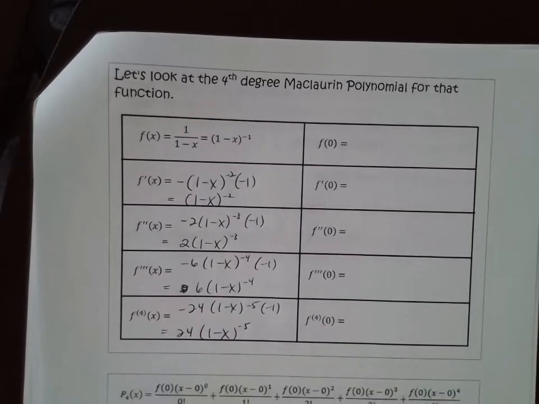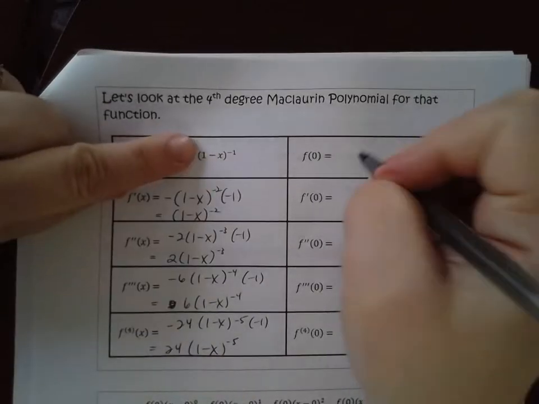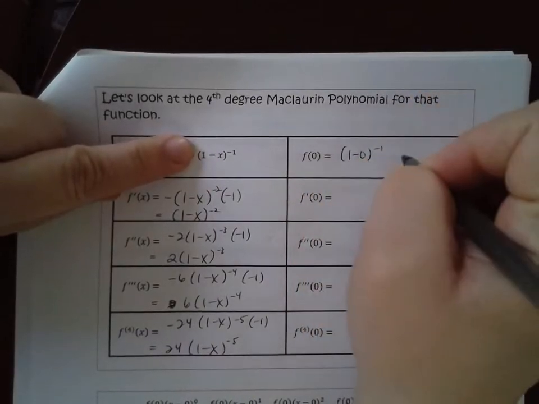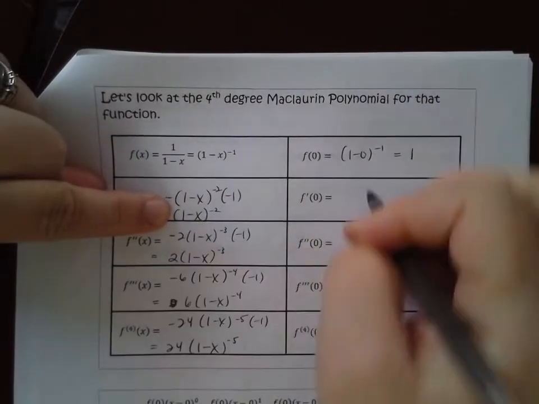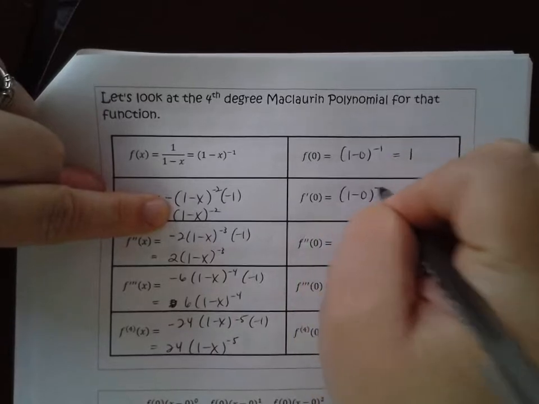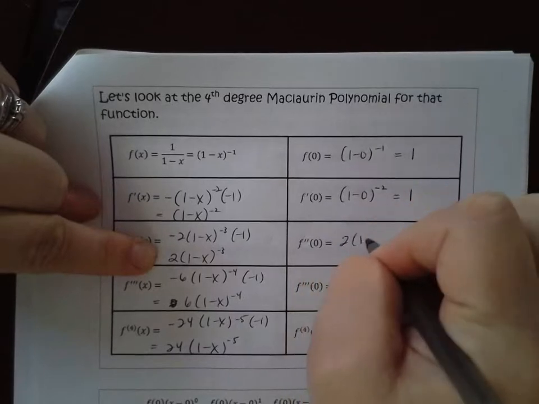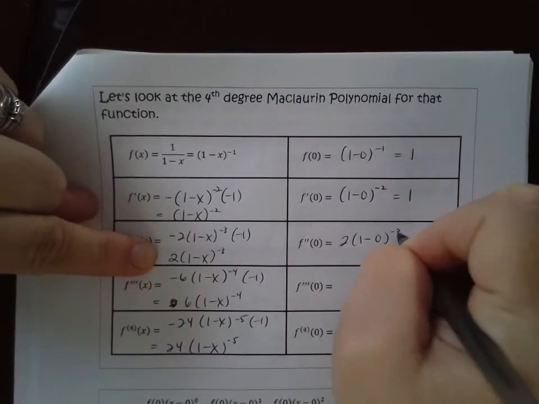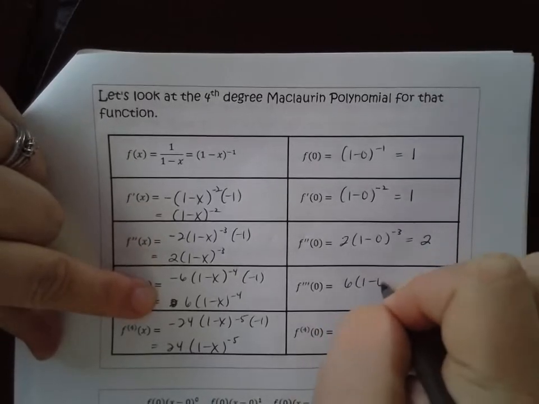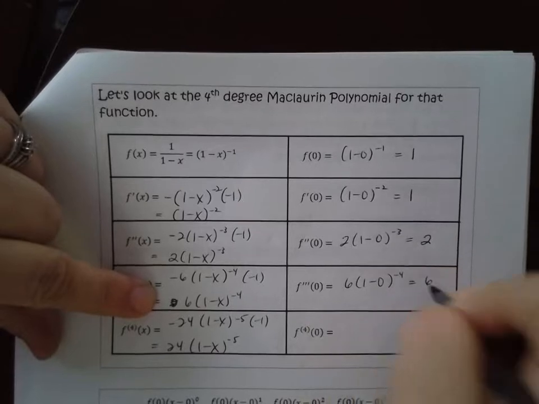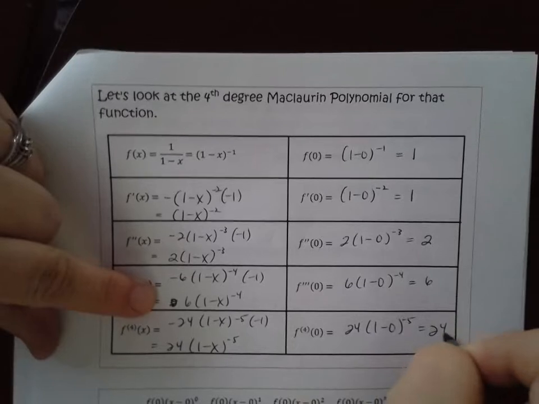When you evaluate each of these for 0 and plug 0 into the formula, 0 plugged into the first one is going to give you 1 to the negative 1, which is 1. Then we're going to get 1 to the negative 2, which is 1. Then we're going to get 2 times 1 to the negative 3, which is 2. 6 times 1 to the negative 4 is going to be 6. And 24 times 1 to the negative 5 is going to be 24.